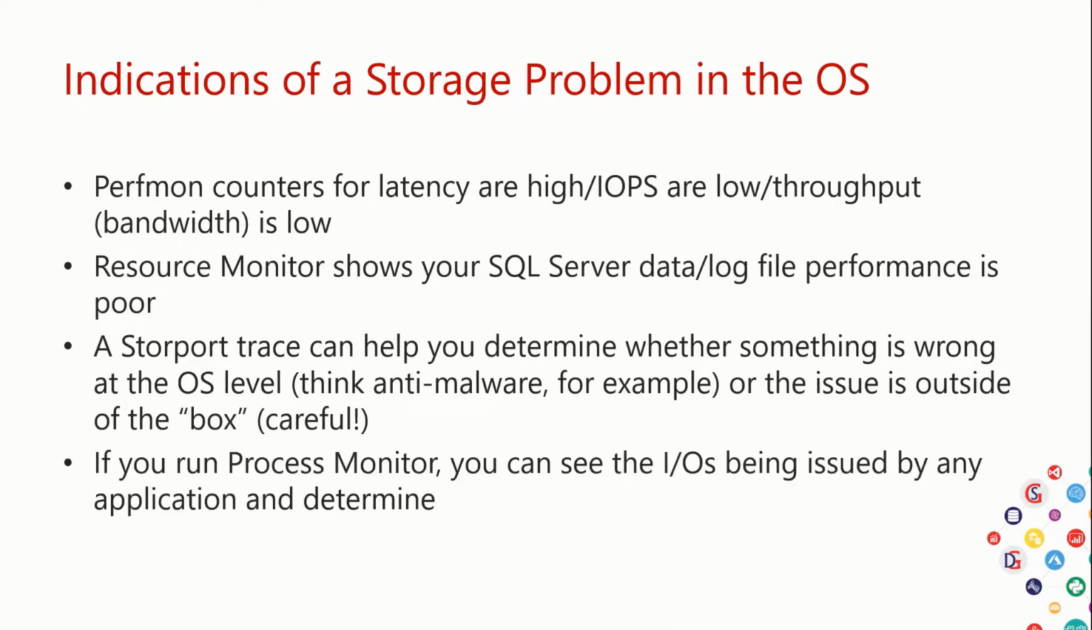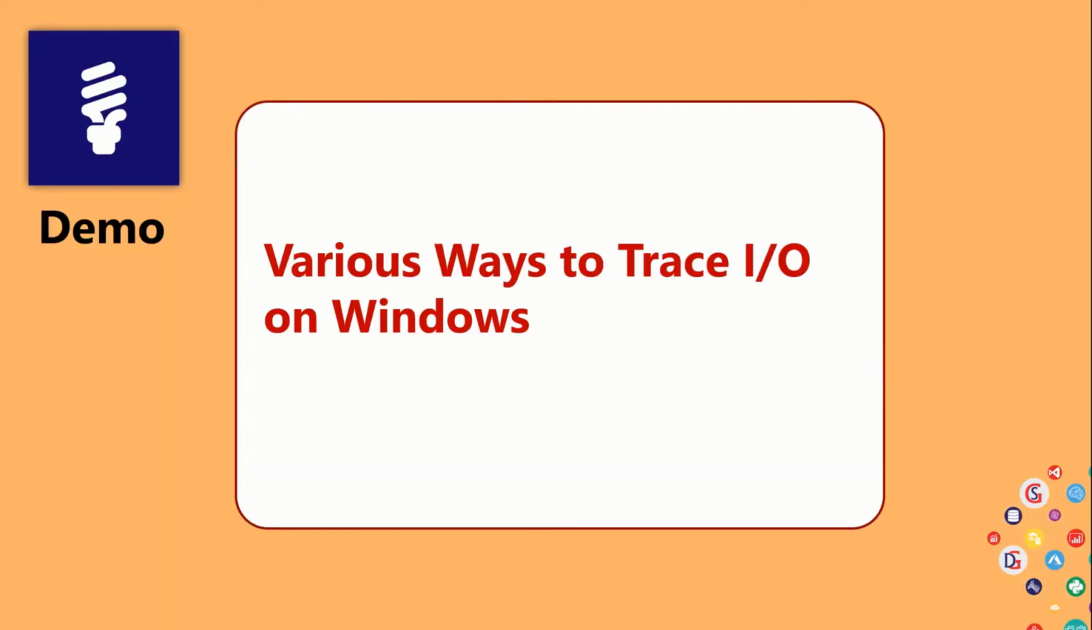And so the other thing you can do is run Process Monitor, and then you can see the I/Os being issued by any applications and determine whether there's an issue ongoing with that particular application or not, based on the time that those I/Os take to complete. And so let's look at the various ways to trace I/O on Windows here.